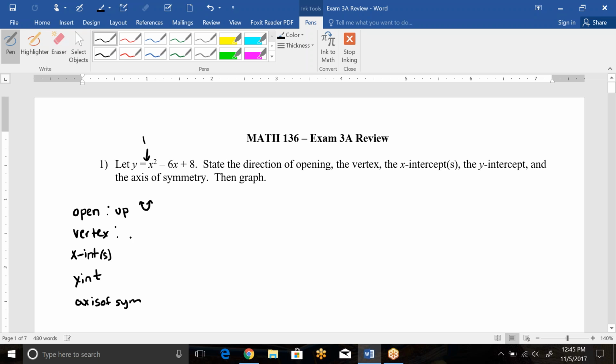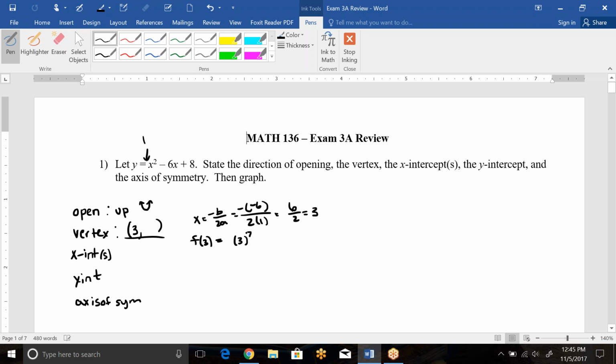To find the vertex, remember the vertex is an ordered pair, we use the shortcut formula of x equals negative b over 2a. So negative b is negative negative 6, over 2 times a, which is 1. So this is positive 6 over 2, which is 3. Remember, that is just the x coordinate of your vertex. Then we want to plug that back in to find the y value. So f of 3 essentially is what we're doing.